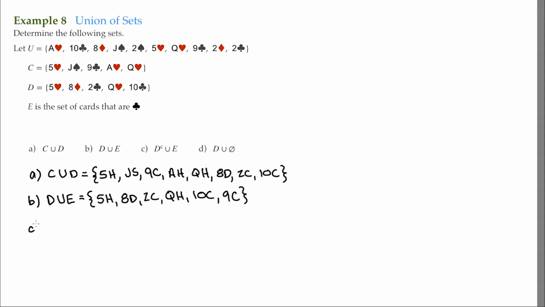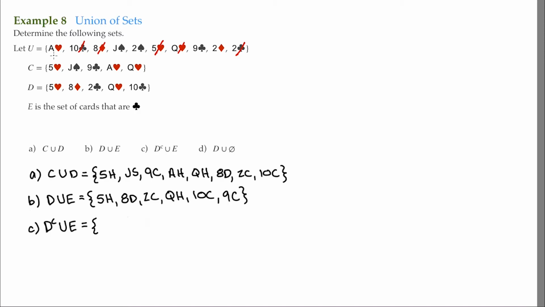For letter C, we have the complement of set D union set E. So what I'm going to do is, the complement is everything that's not in D. So I'm just going to go through D here and cross out in our universal set everything that's there. So I have the 5 of hearts, 8 of diamonds, 2 of clubs, Queen of hearts, and then the 10 of clubs. So everything that's left over is what's not in D. So then I'm just going to go ahead and list all of that.